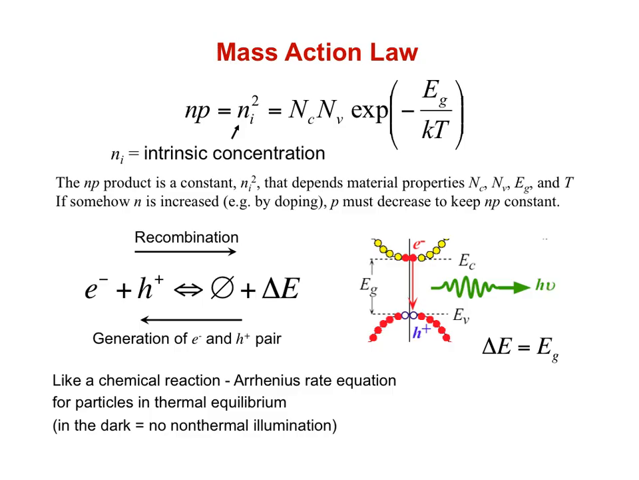From chemical thermodynamics, we know that when electrons and holes are in thermodynamic equilibrium, the product of their concentrations should be a constant, and that the constant should depend exponentially on the energy of the reaction relative to kT. For our recombination of electron and holes, this energy difference is the band gap.